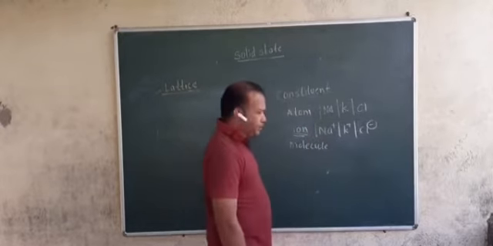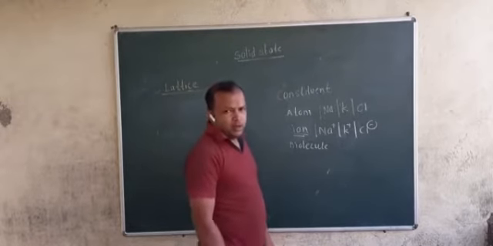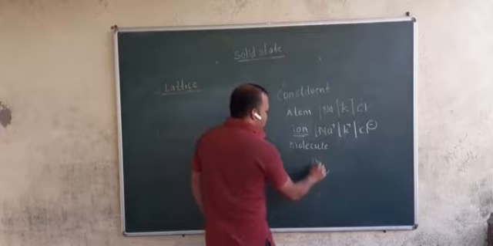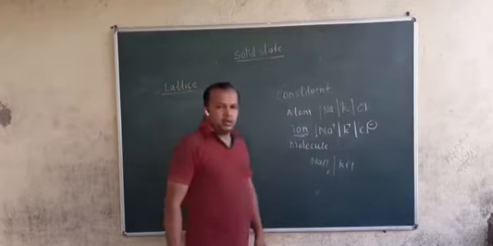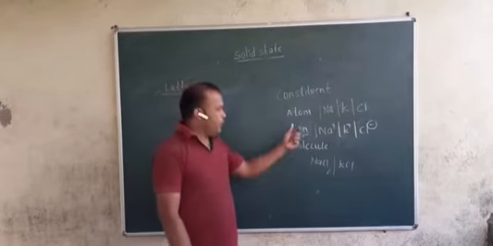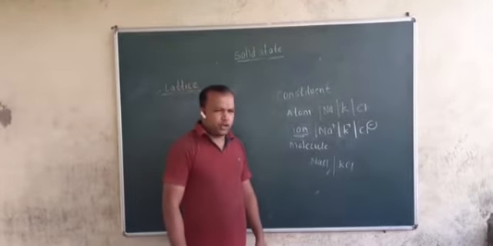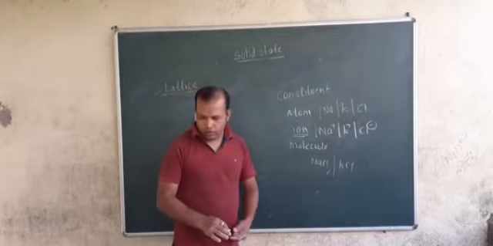What is molecule? Molecule means when two or more atoms come together. So it can be NaCl, KCl, KBr. Okay. So whenever I say constituent particles in this chapter, you need to remember it can be atom, it can be ion, or it can be molecule.